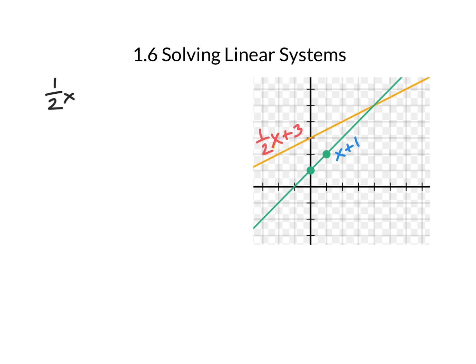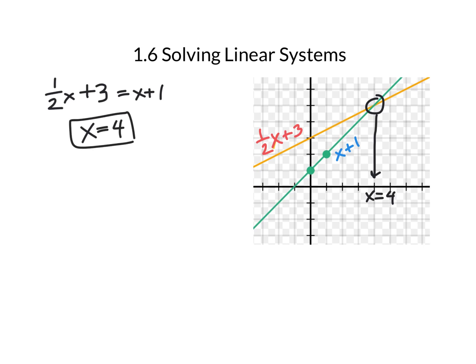solve equations. 1/2 x plus 3 equals x plus 1. And looking at this graph, we would see that their intersection occurs where x equals 4, which means the solution to this equation, let me go underneath it, is x equals 4. Notice that the equation itself only has the variable x, so we only need to solve for x.